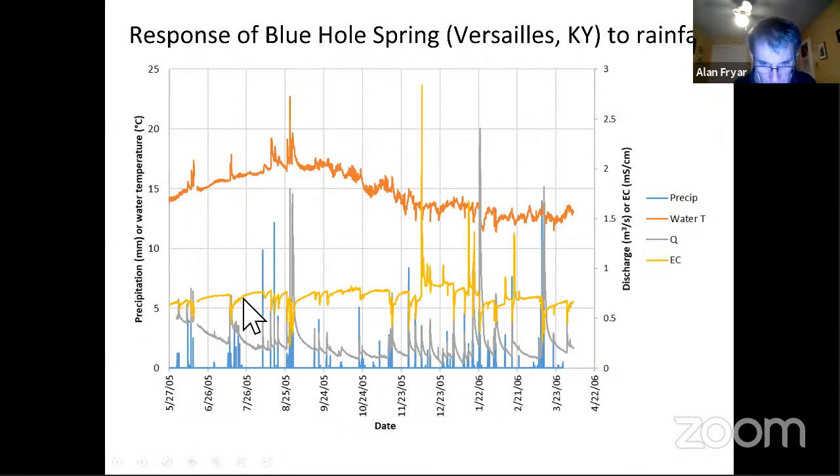But usually, except in certain instances in the wintertime where we live, the increased discharge associated with runoff means that electrical conductivity decreases, and that's because total dissolved solids are decreasing.